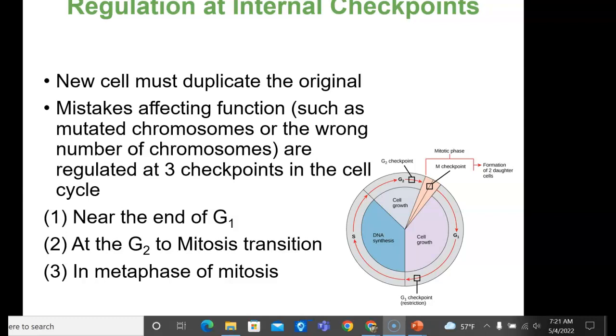So we are continuing what we just were talking about, regulation of the cell cycle. I'm going back a little bit because I needed to restart. Here we go. So we know that this is the cell cycle. You can see it here on the right.